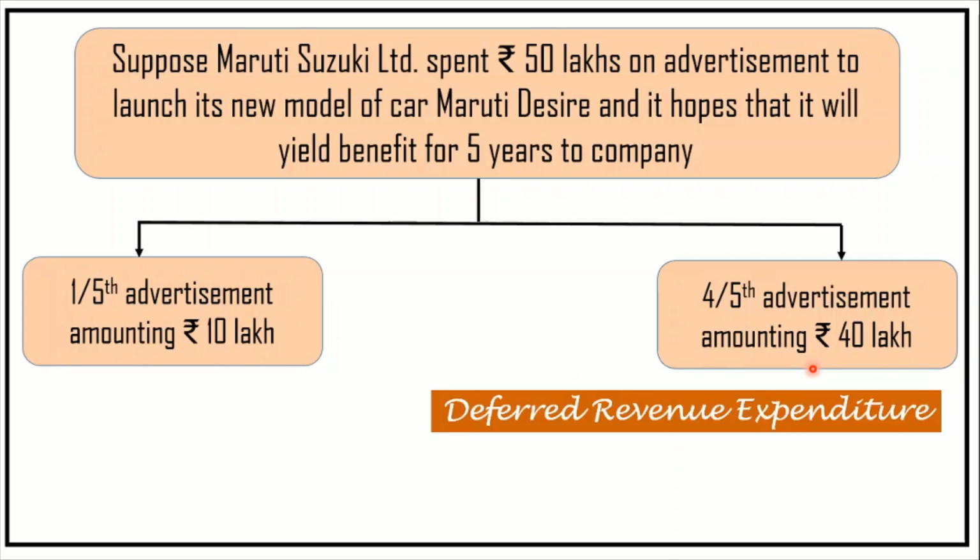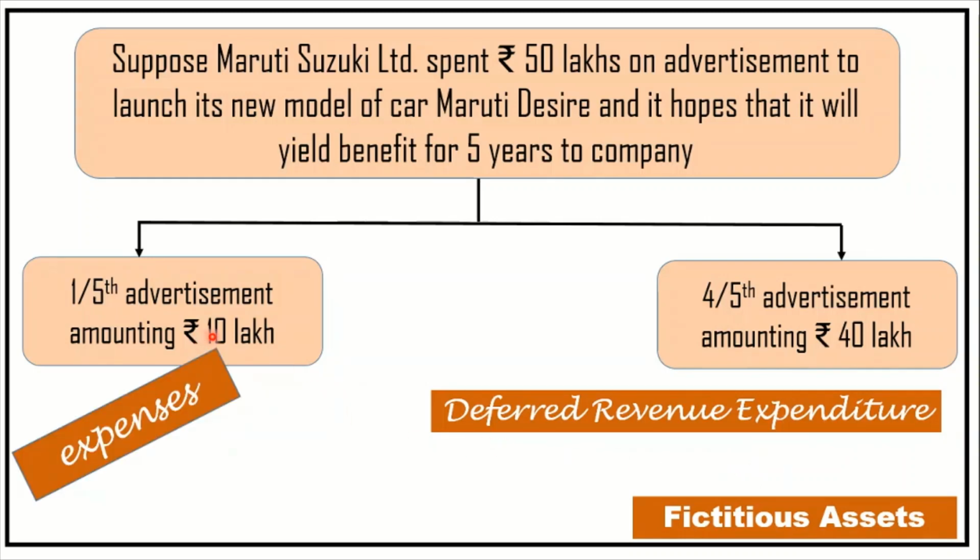The part which is going to give the benefit in future is termed as deferred revenue expenditure. As you can recall from my previous video, we also termed it as fictitious assets, the fake assets which are revenue in nature and will be shown as assets just because they give the benefit in future. And this amount of 1/5 will be called an expense, the part where the benefit is exhausted within a year.